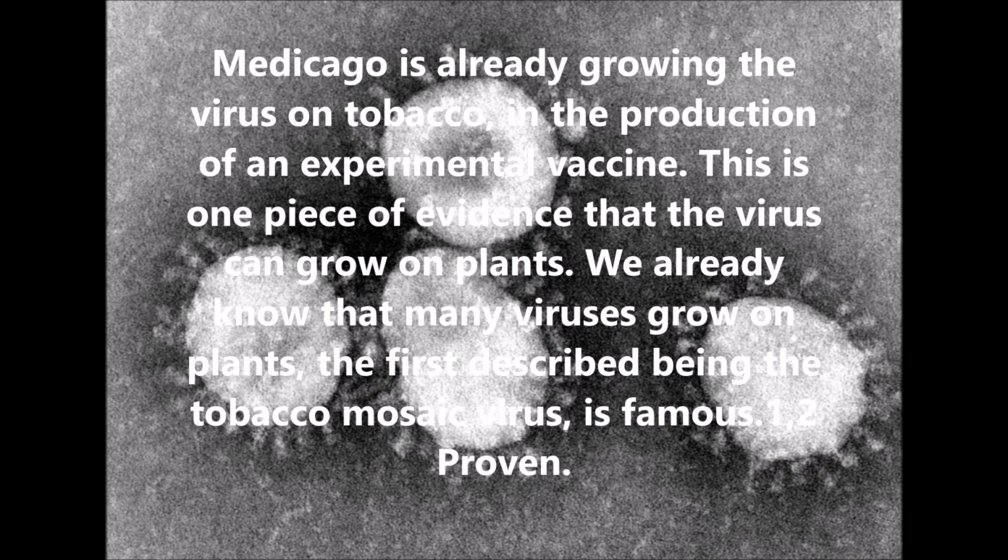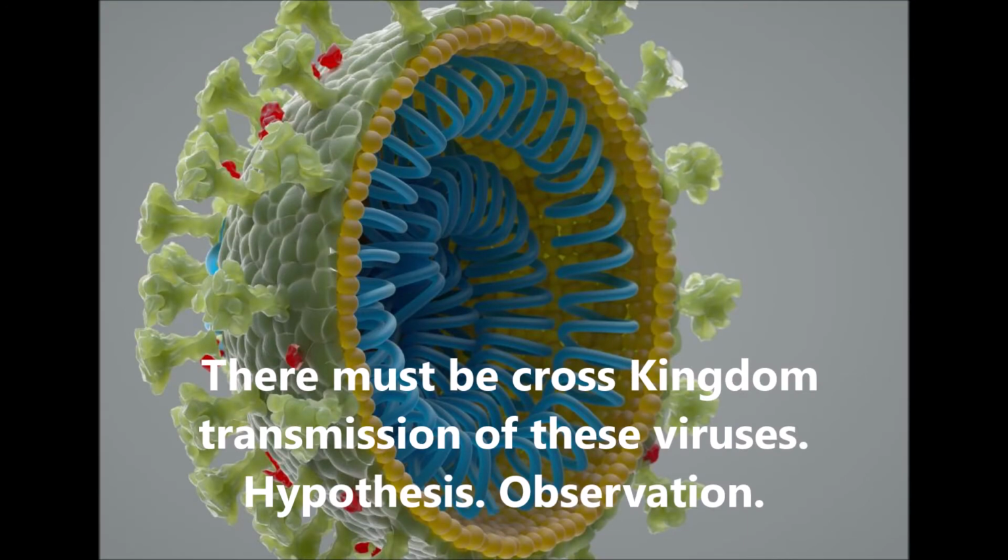The virus, though, was attenuated and could be used for a vaccination. Medico was already growing the virus on tobacco, the production of an experimental vaccine, and this was one piece of evidence that the virus can grow on plants. We've already known that many viruses grow on plants. The first ever virus was the tobacco mosaic virus. There must be a cross-kingdom transmission of these viruses for this to occur. This was a hypothesis completed with observations as noted in this experiment.